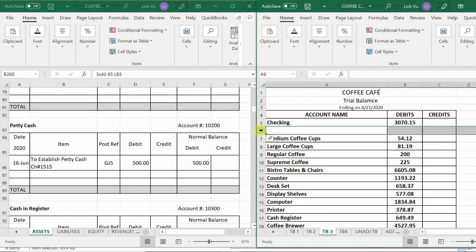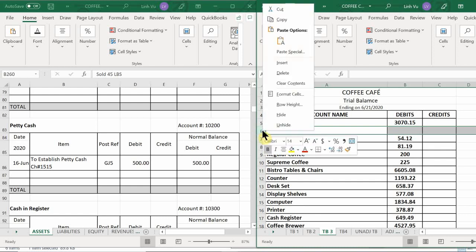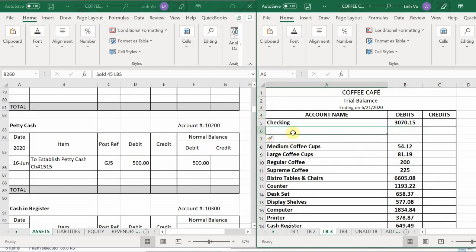Okay, so again, I'll repeat that. I'm going to click on that number 6, right click, insert, and there you go. I insert a row above. Another. And now I'm going to go ahead and put in those extra accounts that I have in here.